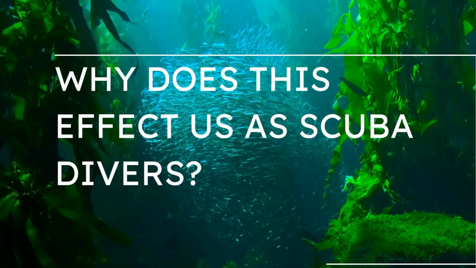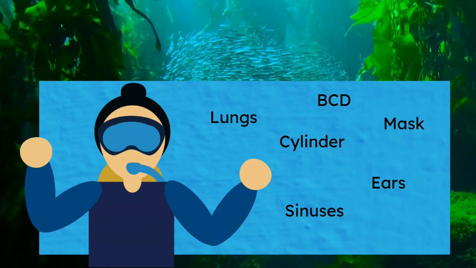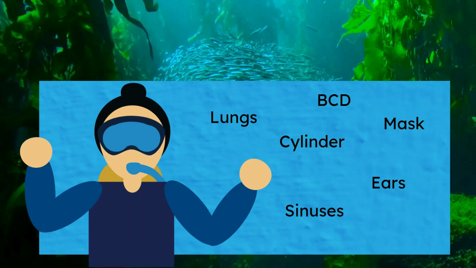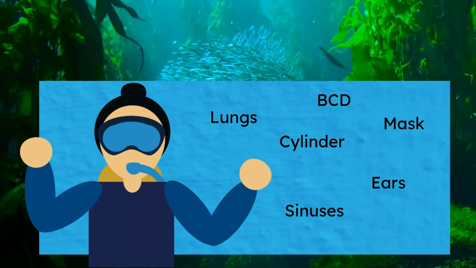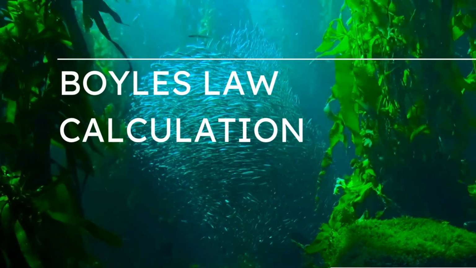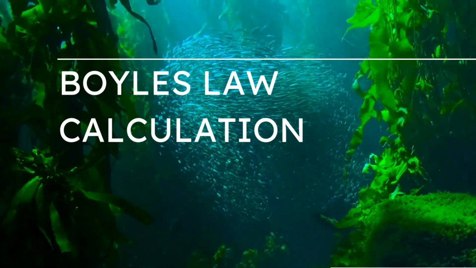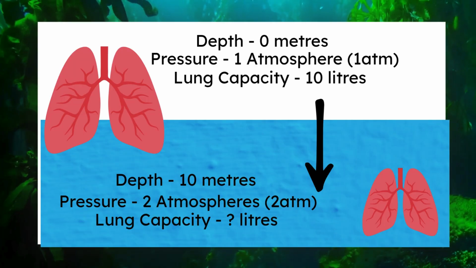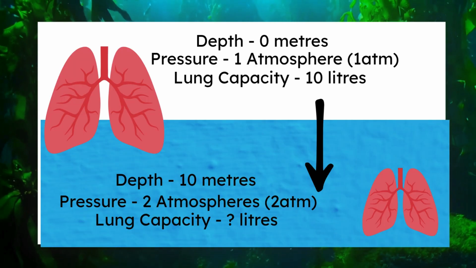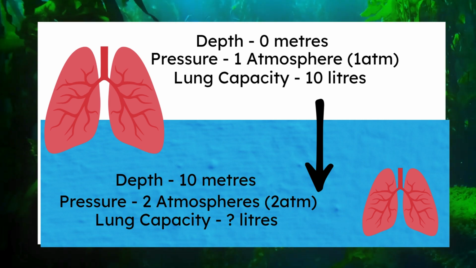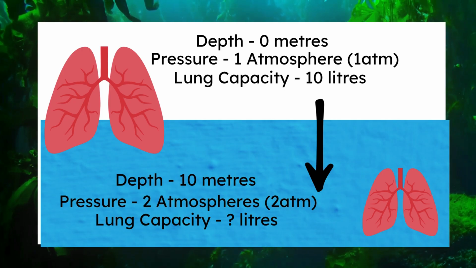So what effect does this have on divers? As scuba divers, we have a number of airspaces that will be affected by the increase in pressure as we descend, which we need to take into consideration. Now we can use Boyle's law to work out what the new volume will be at certain depths using the calculation. If we say a diver's lungs have a capacity of 10 litres of air on the surface, which is 1 atmosphere of pressure, the diver then descends to 10 metres.